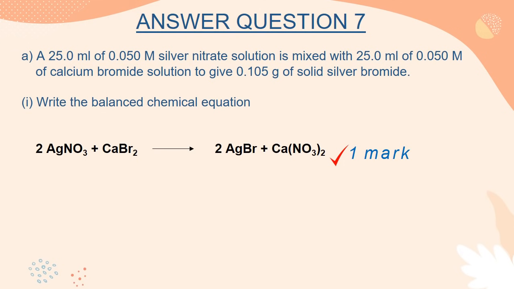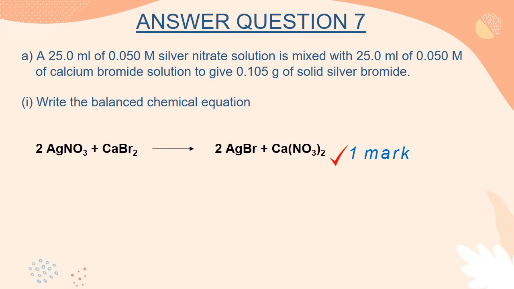A 25 ml of 0.05 molar silver nitrate solution is mixed with 25 ml of 0.05 molar of calcium bromide solution to give 0.105 grams of solid silver bromide. Write the balanced chemical equation. So from the question, we have silver nitrate mix means react with calcium bromide.